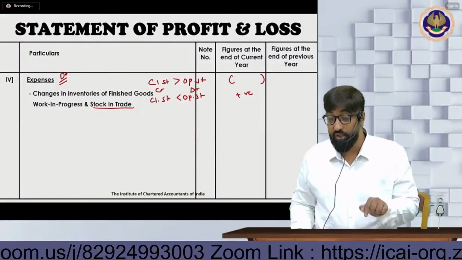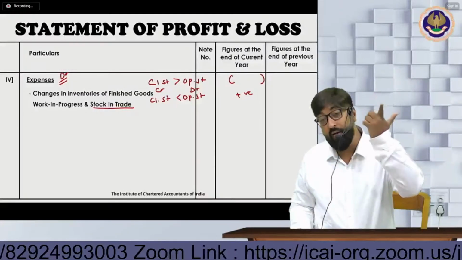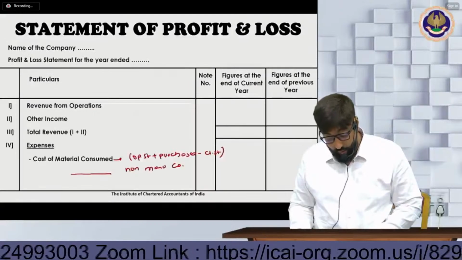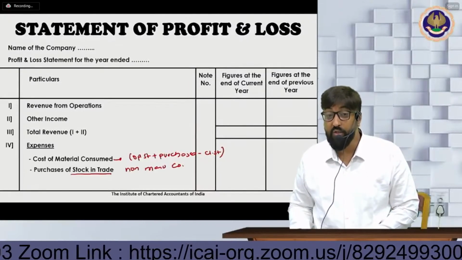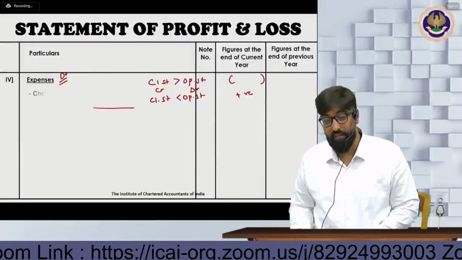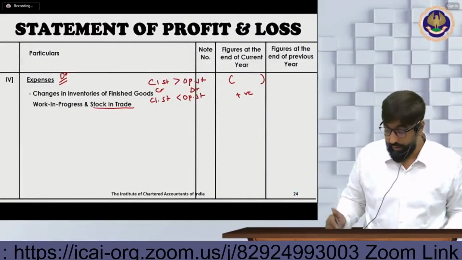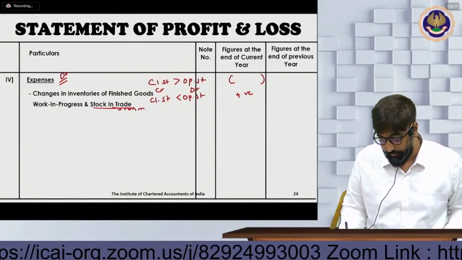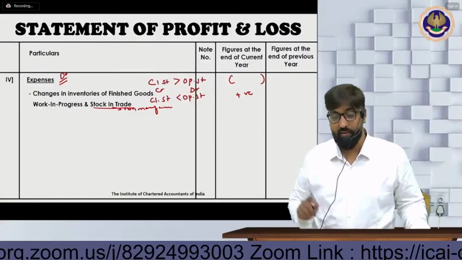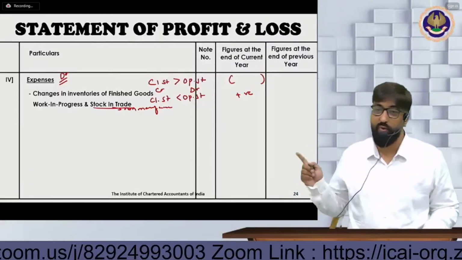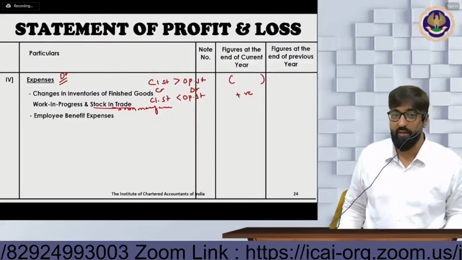Now check here. There is no raw material because raw material we already wrote in the raw material consumed. Purchase of stock in trade is for non-manufacturing companies, and changes in inventory of finished goods, work in progress, and stock in trade: stock in trade for non-manufacturing, and finished goods and work in progress for manufacturing. If closing stock is greater than opening stock, we will write it as a negative figure. If closing stock is less than opening stock, we will write it as a positive figure.